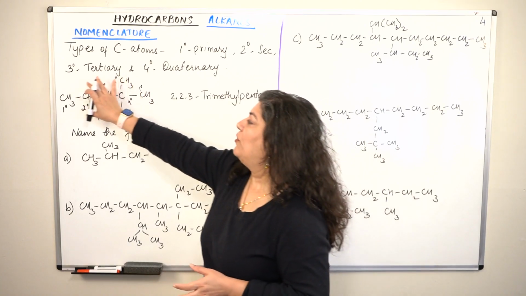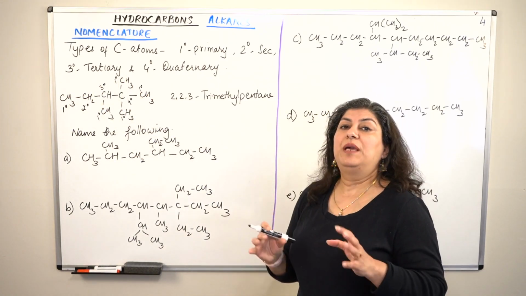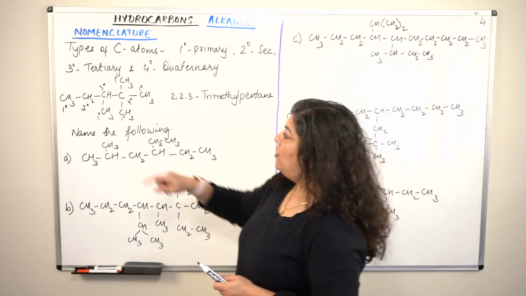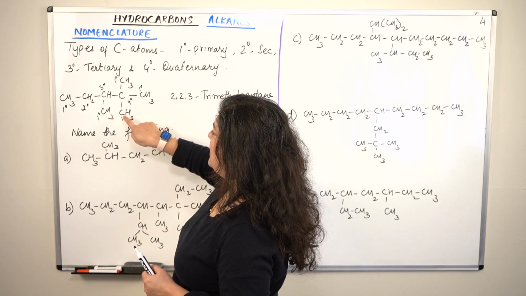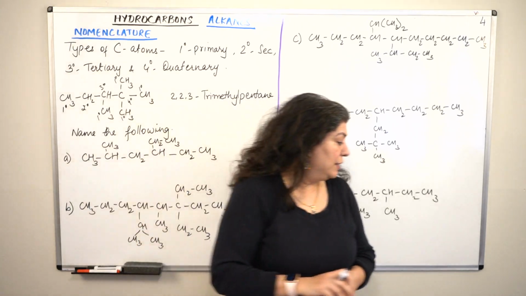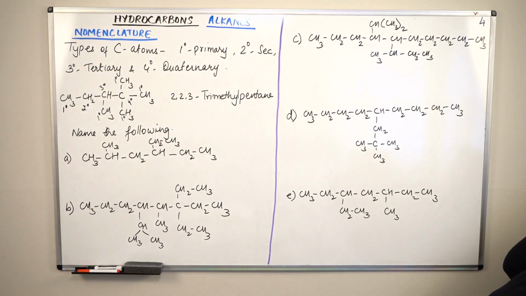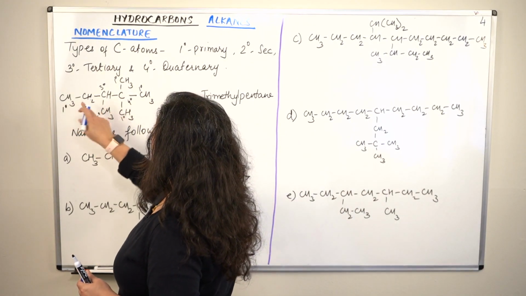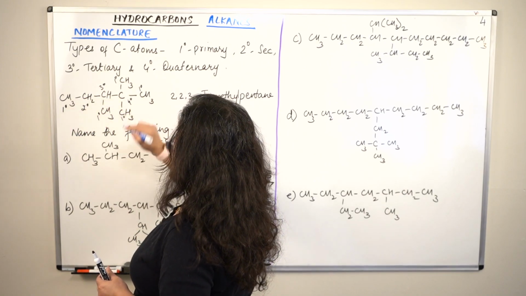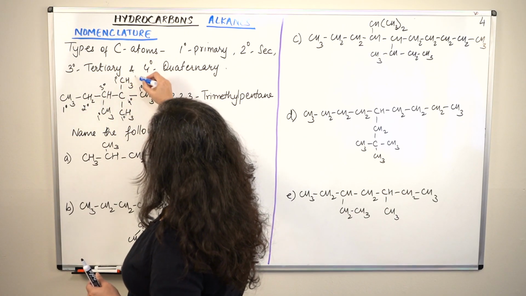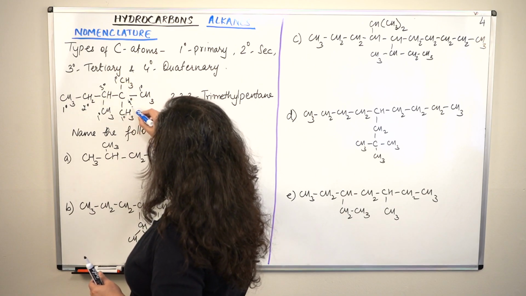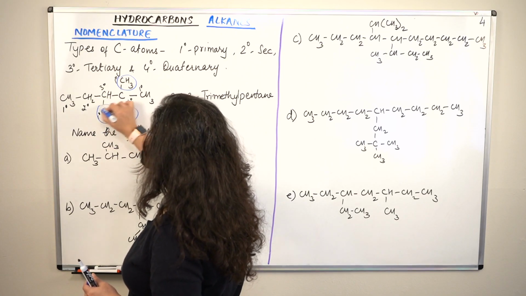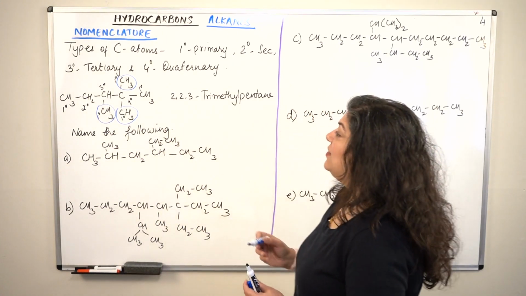So what would be the name of this compound? In order to name a hydrocarbon, the first step is to find out the longest chain. The longest chain here is this straight chain and it has got 3 branches. So this is carbon 1, carbon 2, carbon 3, 4, 5. This is one branch, this is one branch, and this is one branch, right? It has 3 branches.